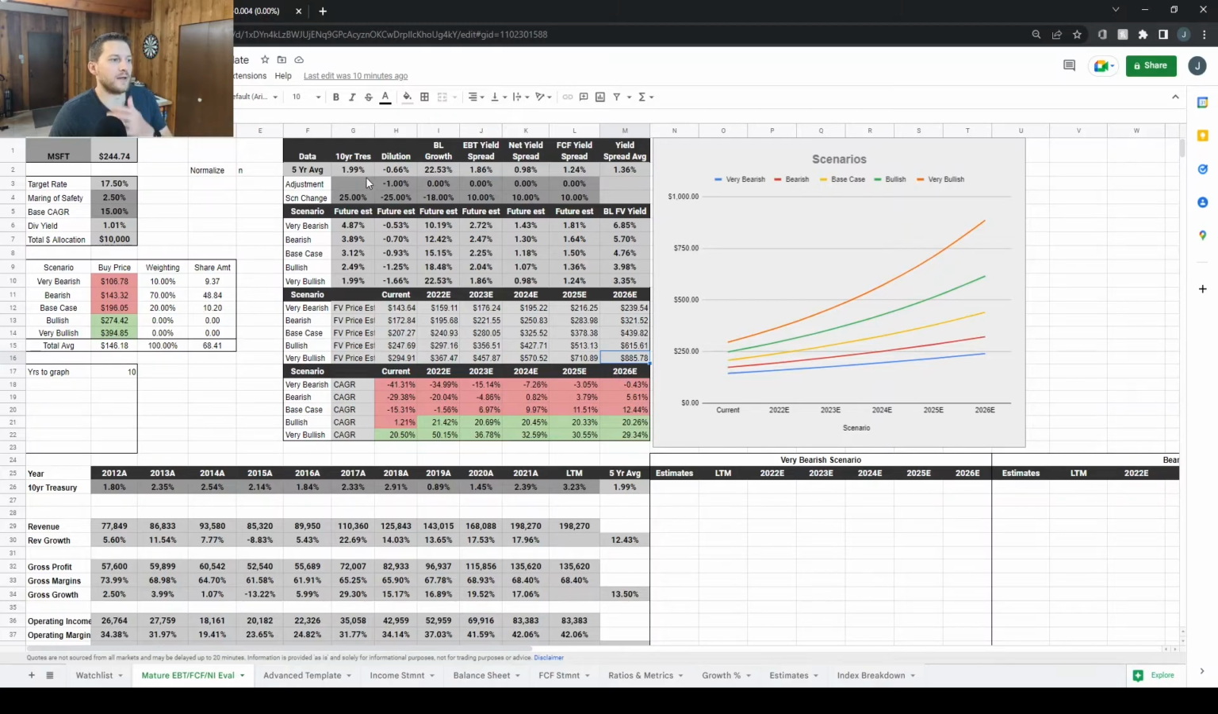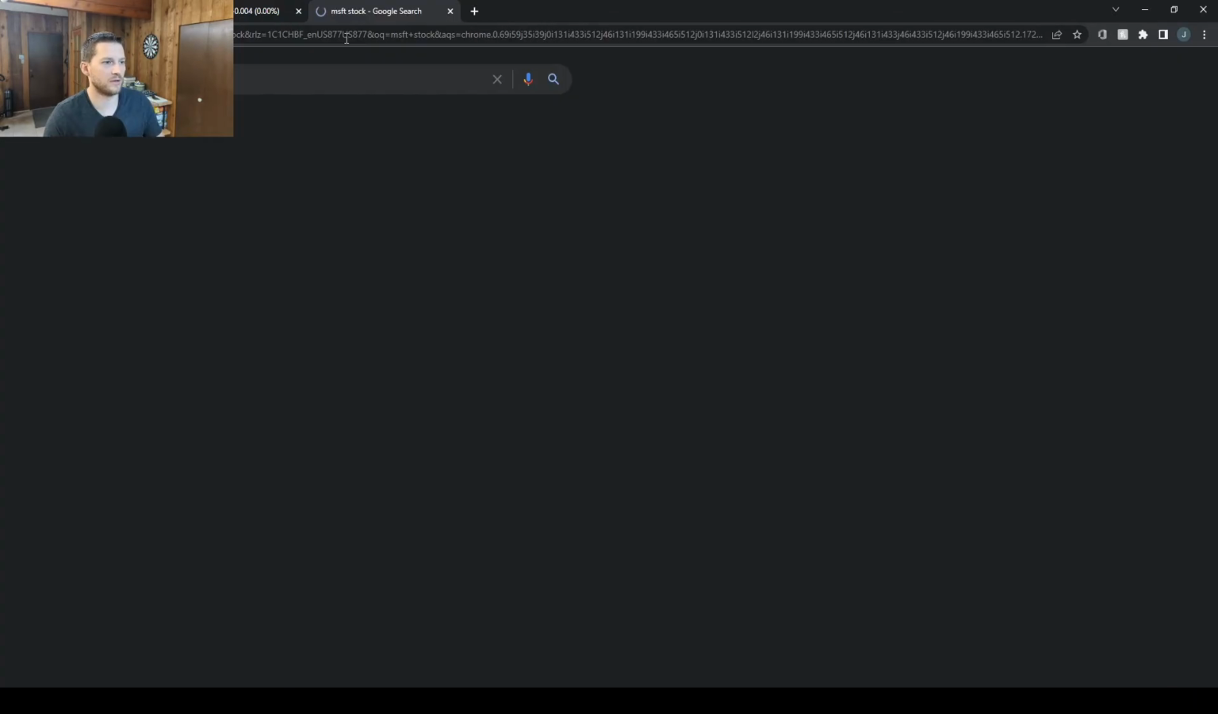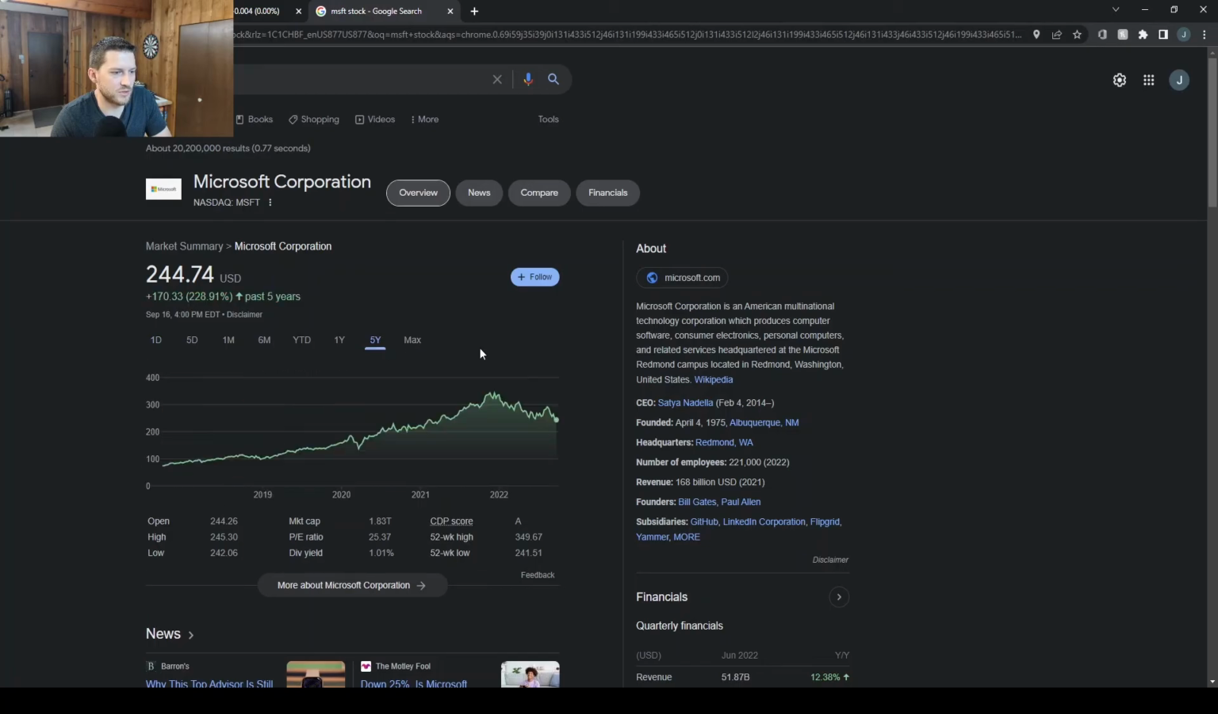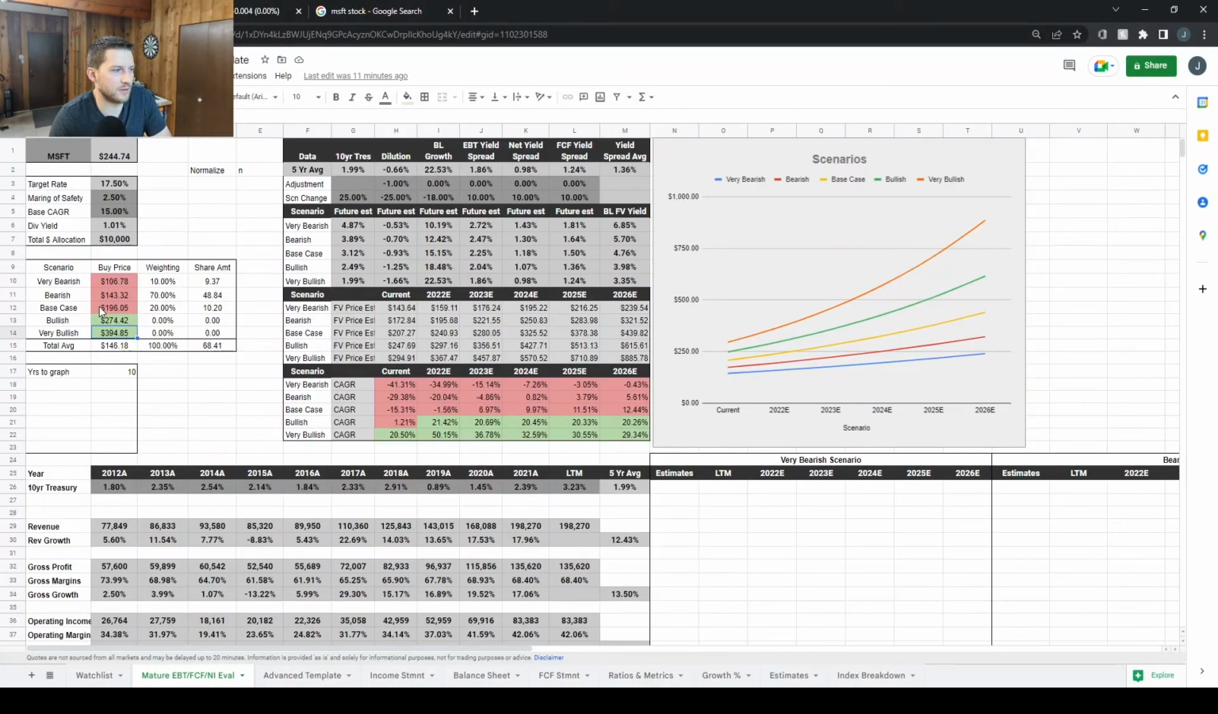So in order to get my target 17.5% return, which is 15% plus my built-in margin of safety, the buy point for the very bearish price would be 106, the bearish price buy point would be 143, the base case buy price would be 196, the bullish buy price would be 274, and the very bullish buy price would be 394. We can see that would probably get us somewhere down to around the pre-COVID highs or so in order to get the base case.